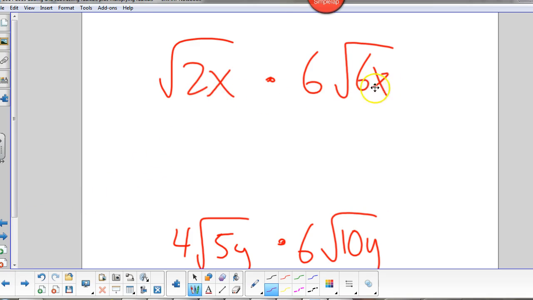2x, is there 2x in here? Sure, this is root 2x times 3, so the root 3 is going to be left over, stay in, and we're going to get 6 times 2x becomes 12x.